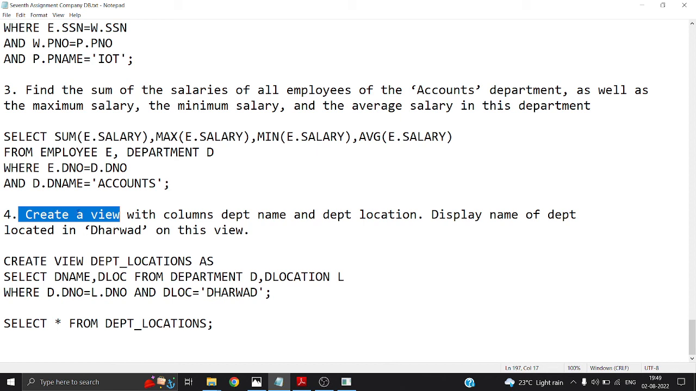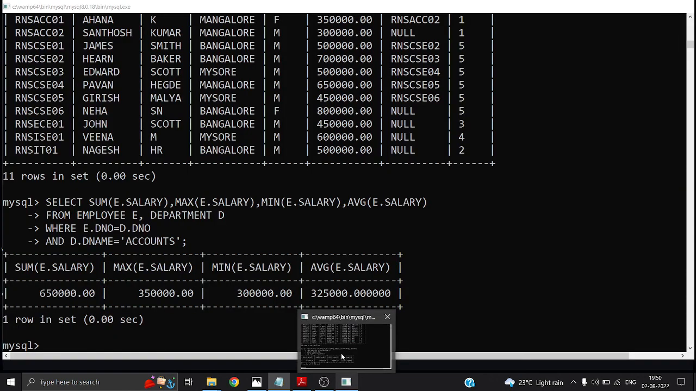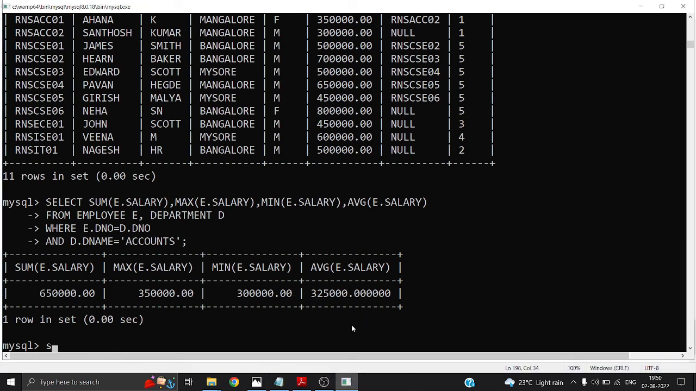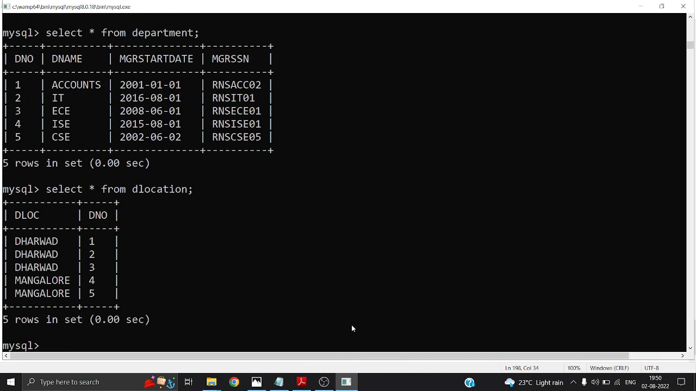So here, what is the requirement? We need to create the view, virtual table, for what? With the columns department name. That means the virtual table should contain information about department name and department location. Okay, so display the name of the department located in Dharwad city. So that query is also very simple. Again, for this query, what is the department name and department location? So first I will display two tables. Select star from department. As we need the information about department name, followed by we need the dlocation, which department is located in Dharwad, so that we are able to get in the dlocation table.